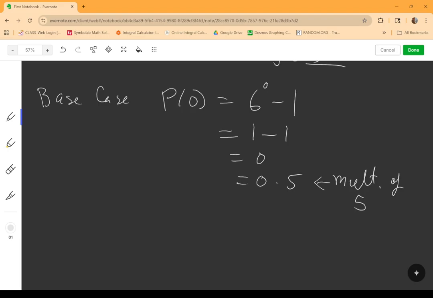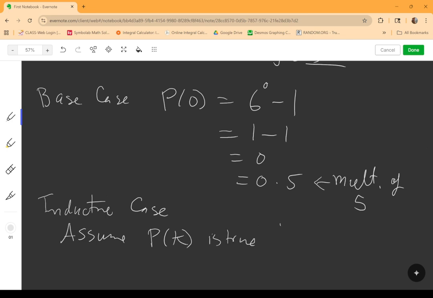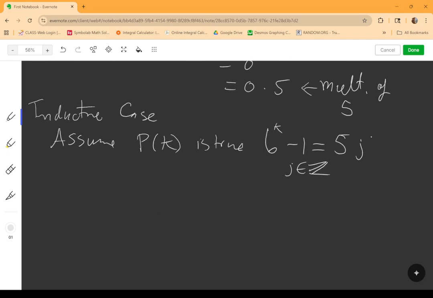So now let's look at our inductive case. We assume P sub k is true. So what that means is 6 to the k minus 1 is equal to 5j for some j element of the integers. So this is my hypothesis.